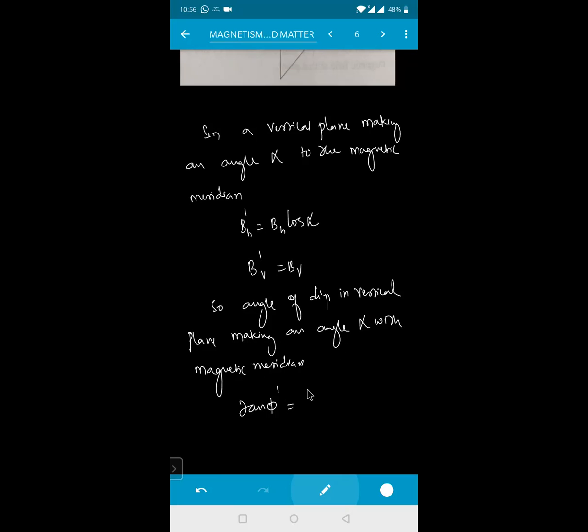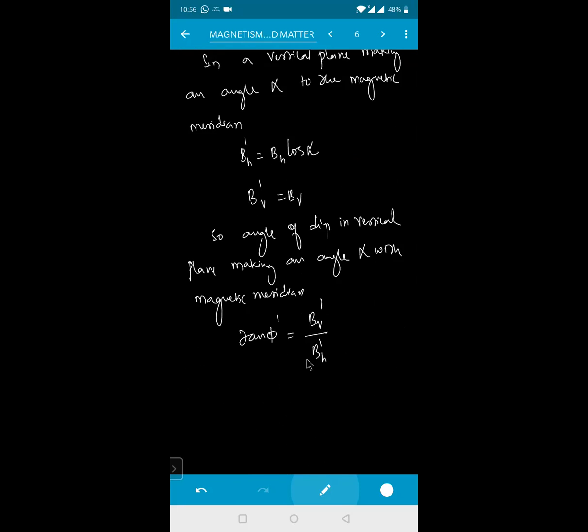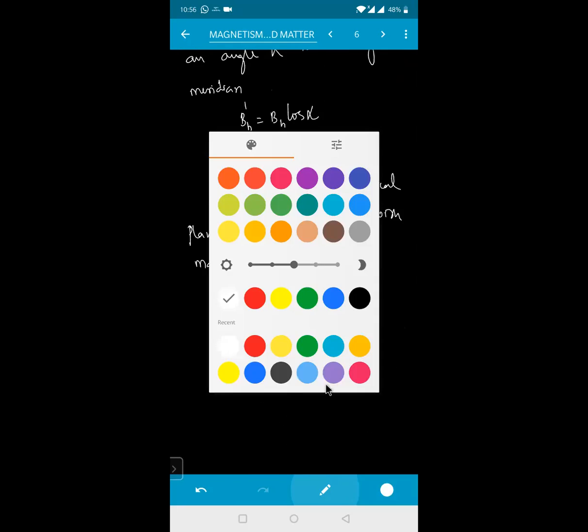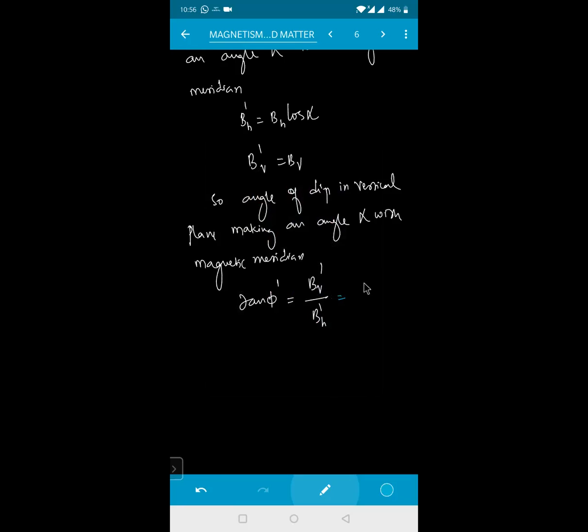Tan phi dash will be equal to BV dash divided by BH dash. The angle of dip in the vertical plane making an angle alpha with the magnetic meridian. So now tan phi dash will be equal to BV dash divided by BH dash. Now BV dash is BV only, and BH dash is BH into cos alpha.